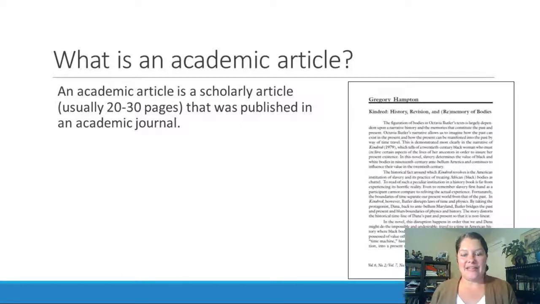And there's an image on the slide that shows the picture of the first page of an academic article. In fact, this is one that you are reading. So you have the author's name at the top, and that is the name of the author who wrote the article. And then you have the title of the article, which is Kindred, History, Revision, and Rememory of Bodies. And then below that you have the main text. So that is the article that has a title that was written by a person. And this article was published in an academic journal.